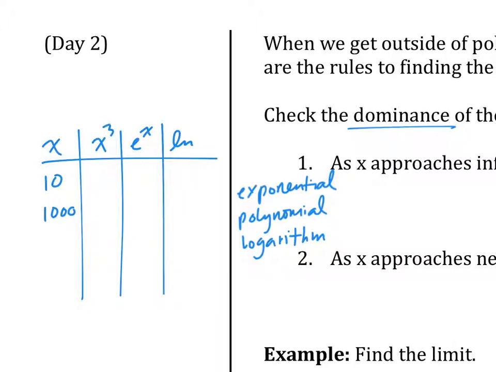Oh, I'm sorry, x. Okay, x cubed. That's going to be 10 cubed, which is 1,000. E to the 10, sorry. And then natural log 10. Which number is the biggest?